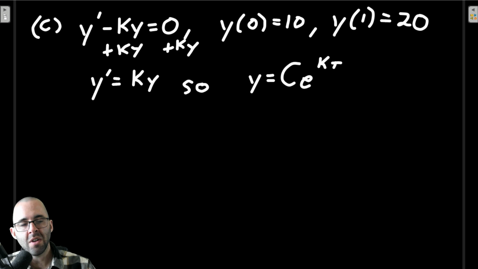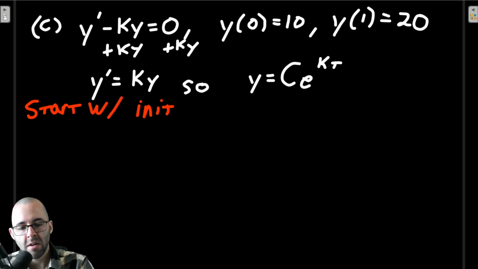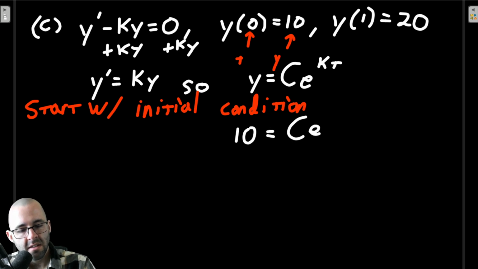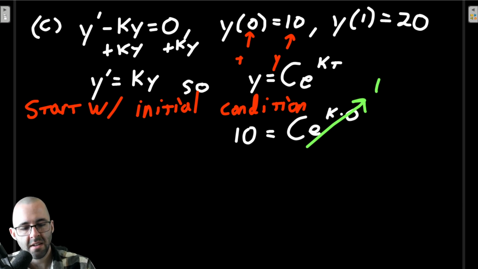We don't know what k is. We don't know what c is. But luckily, we have two things we need to find, and we have two tools for dealing with that. So start with the initial condition. Let's plug in that initial condition. Again, that initial condition says that when t is equal to 0, y is 10. And I still don't know what k is, but it doesn't matter, because this is e to the 0th power, and e to the 0th power is always 1. We're just left with c equals 10.